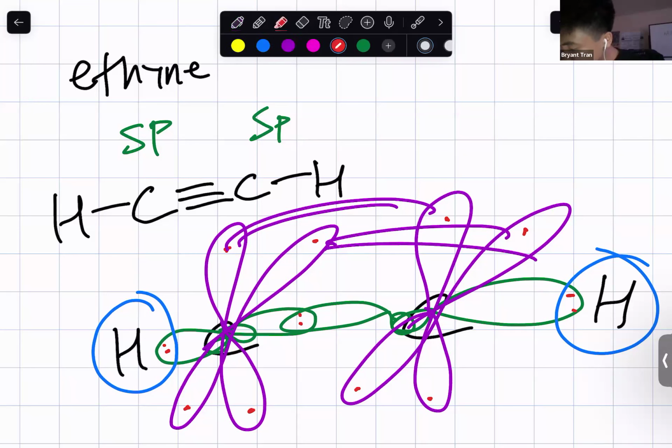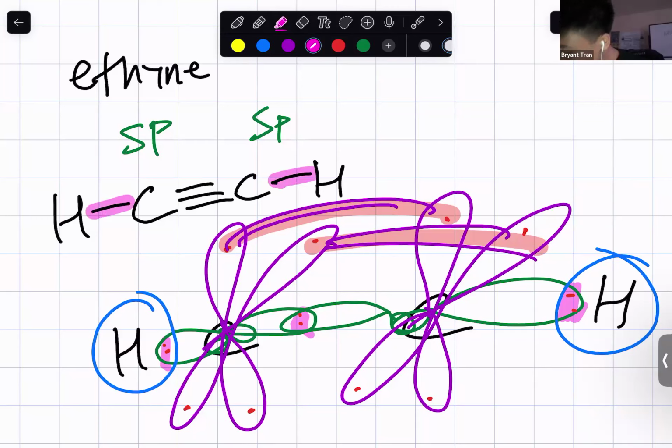So I'm going to highlight the sigma bonds. This is a sigma bond. This is a sigma bond. This is a sigma bond. And then I want to highlight the pi bonds, right? This is the pi bond. This is the pi bond. So I'm gonna highlight that in this structure.